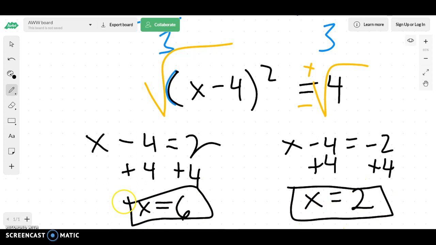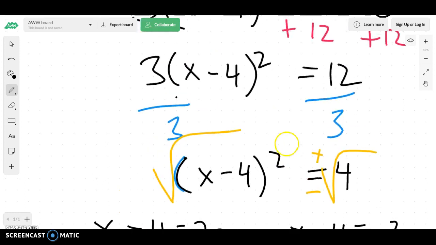Again, you'll notice that they're not the same answer. Anytime you have these parentheses, they shouldn't be the same answer. Anytime you don't have the parentheses, they will be the same answer.